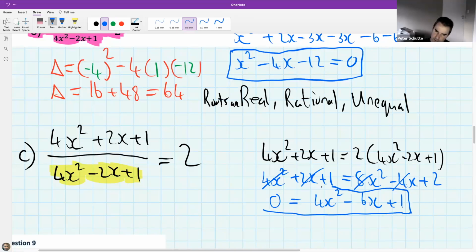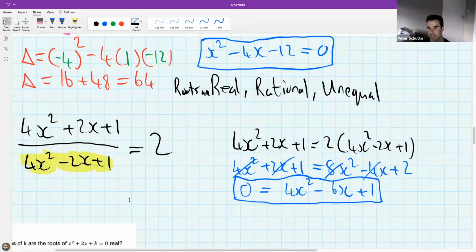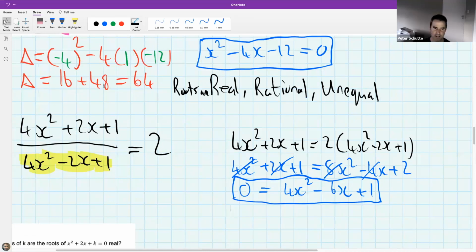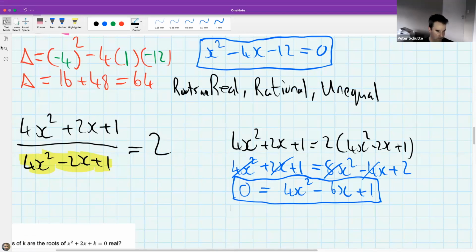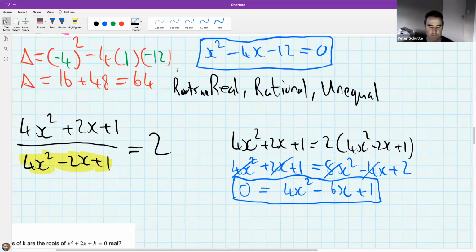So my standard form is 4x squared minus 6x plus 1. But I still need to figure out what delta is in order to classify those roots. So I'm going to wait a bit longer and see what the class is coming up with. Or if somebody wants to come online and tell me how they did this last bit, that would also be cool if you feel comfortable to do that.